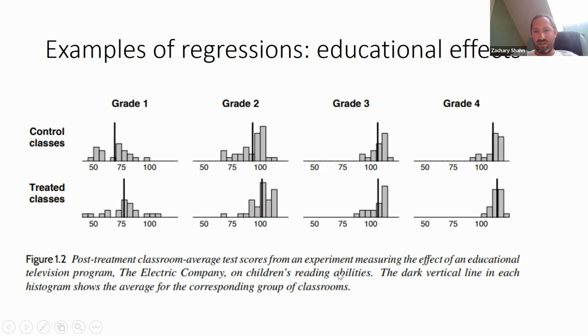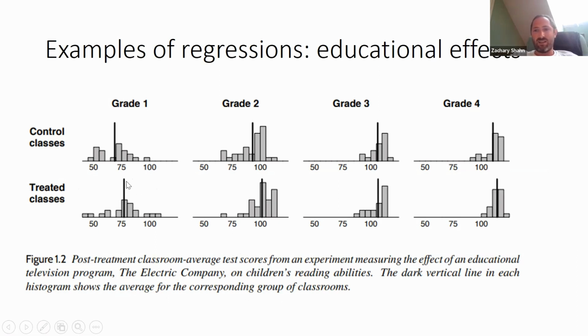And children were then given a reading test after they either did or didn't watch this television program. The data are split up by the grade of the kids. So this experiment was conducted in kids in grades 1, 2, 3, and 4. The control classes are ones that didn't watch the television program, and the treated classes are classes that did watch the program. And the black vertical lines are the averages within each cell.